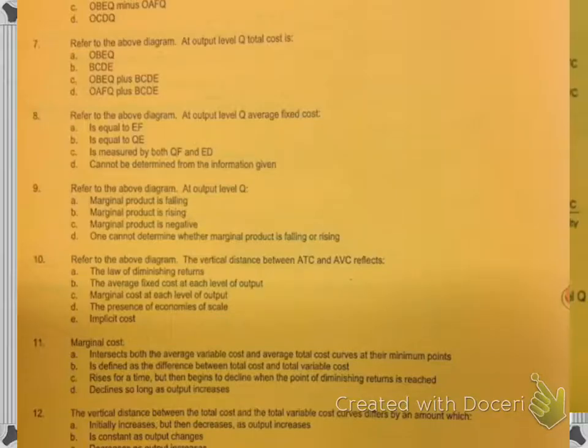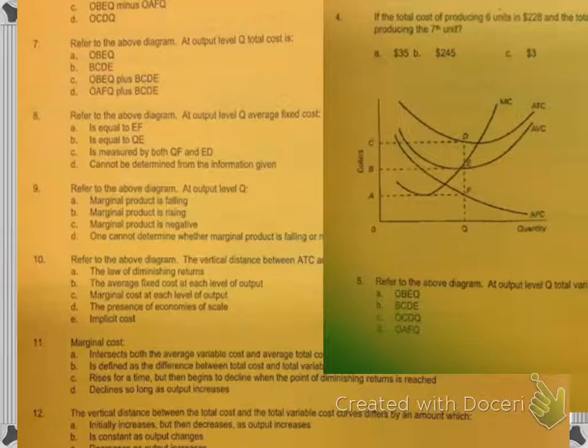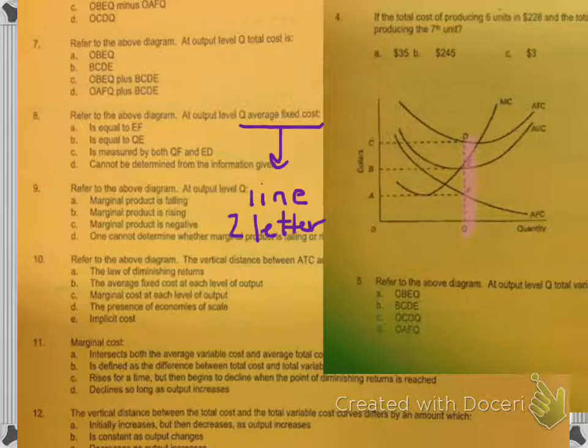All right, so moving on, we're going to do number 8. Number 8 is asking us about average fixed costs. Average fixed cost is going to be a line, so what we're looking for are 2 letters. Given this one, we know that our average fixed cost is going to be in between our average total cost and average variable cost. So that would be this line segment. But also, there's an average fixed cost curve on this graph as well, so that means that the vertical distance between F and Q counts as it as well. Since they don't give you a choice of only D and E, I looked to see where it also hit where my other possibilities were, and that's when I realized that it's measured by both QF and ED.